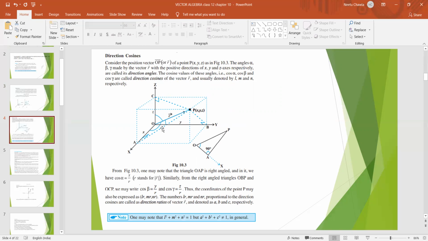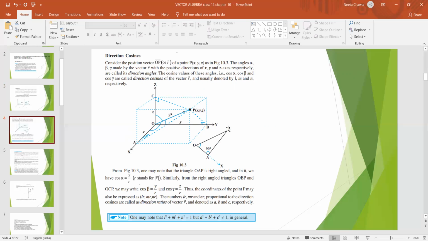These are known as the direction angles because they are made with the direction axes. The cosine values of these angles, meaning cos alpha, cos beta and cos gamma, are called the direction cosines of the vector r, and they are also denoted by small l, small m, and small n respectively. Now let us find the values of these l, m, n, or you can say cos alpha, cos beta, cos gamma, using the position value of x, y, z with respect to 0, 0, 0.